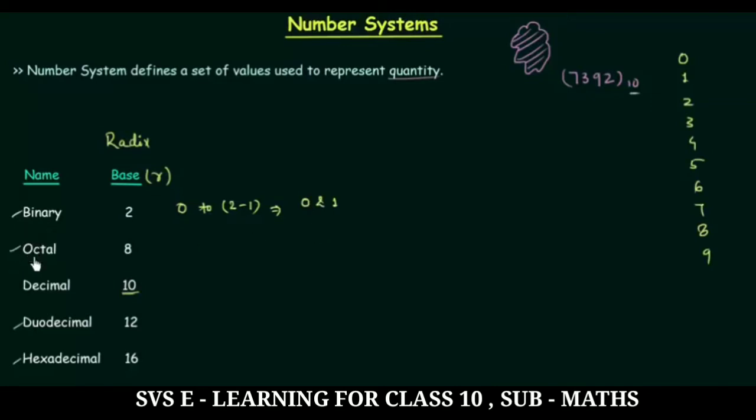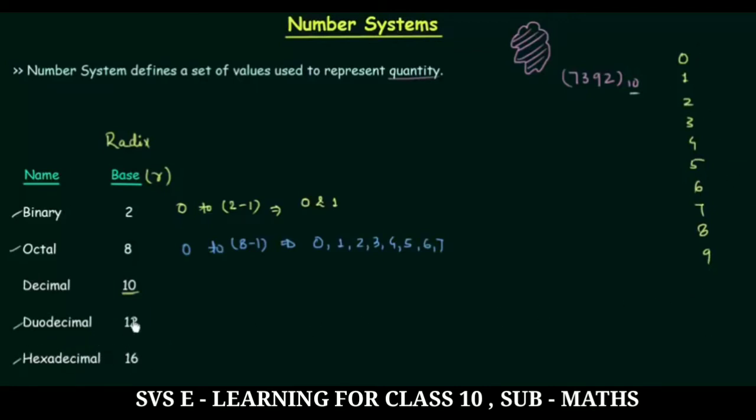In case of octal, the base is 8, so we definitely have 8 distinct digits in case of octal number system, and they are from 0 to 8 minus 1, and this will give us 0, 1, 2, 3, 4, 5, 6 and 7. So these are the digits in case of octal number system. For decimal, we have already seen 0 to 9, 10 distinct digits.